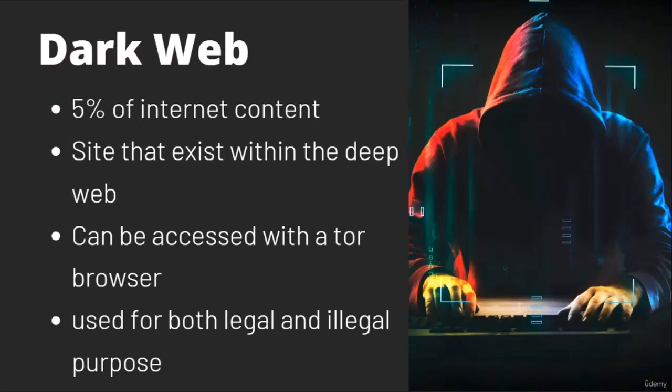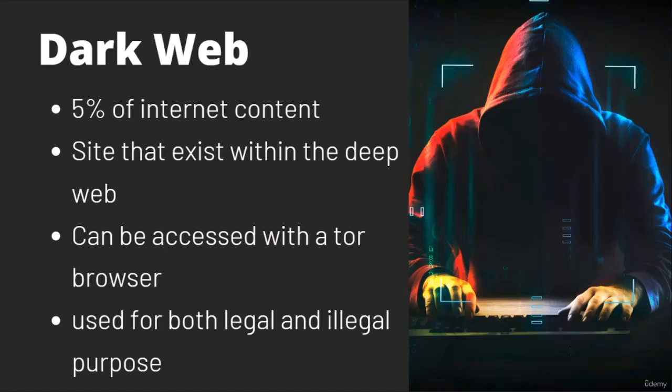So the third part, which is the main part and the main content of this course, is the dark web. The dark web contains those sites which cannot be accessed through commercial web browsers, because this part of the internet can be accessed by using Tor browser.